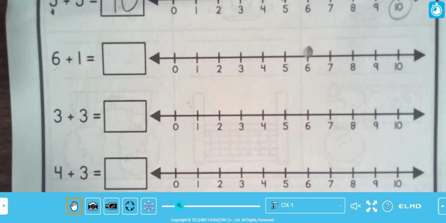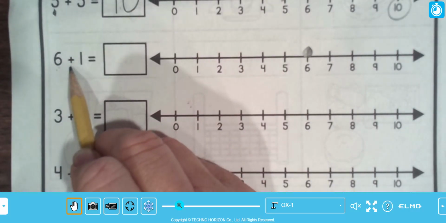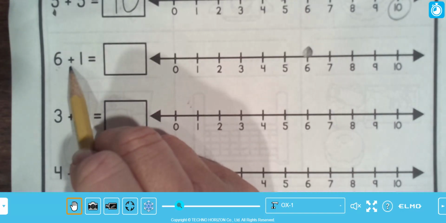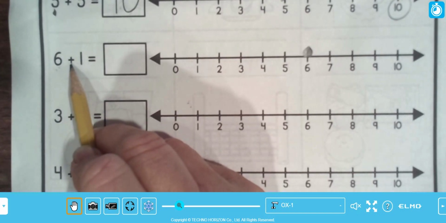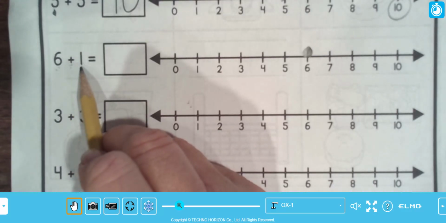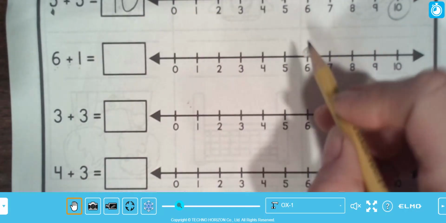Okay. Now, what does this little symbol mean? It's the plus sign, right? It means that our answer is going to get bigger. It's going to start at 6, but then it's going to get bigger. How many bumps are we making? We're making 1 bump. Okay. So we're going to get bigger.